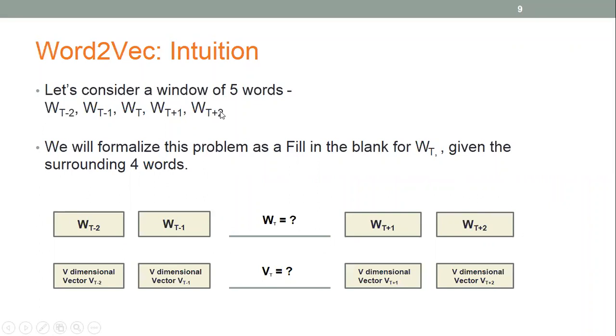Essentially, it is very easy to see that this is a supervised problem, because we also know the correct output here. The expected output for this window is known, so we can then train our machine to predict that correctly.